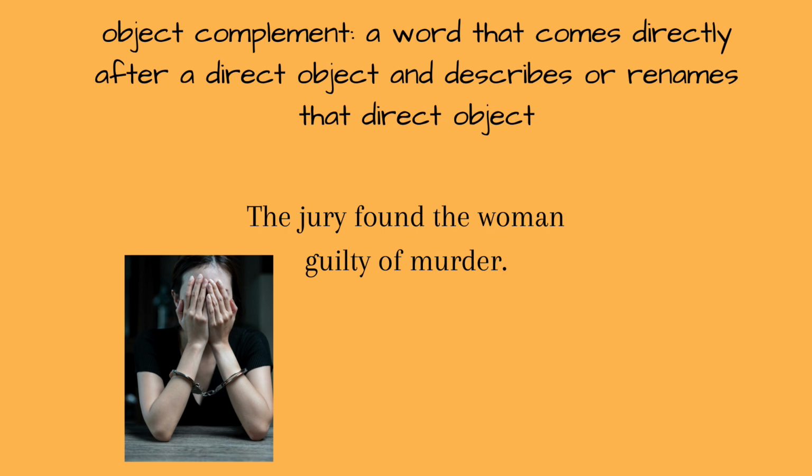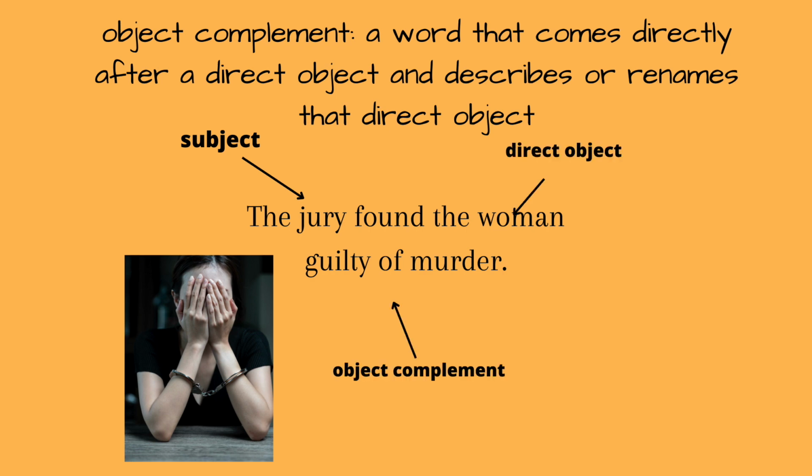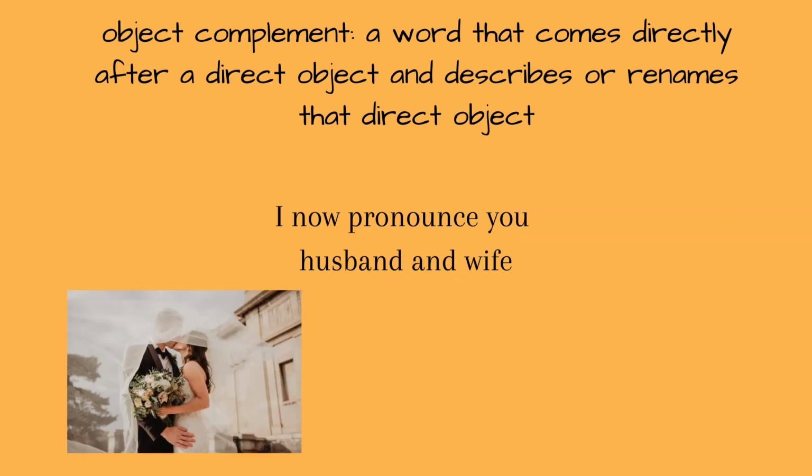The jury found the woman guilty. The jury is the subject of the sentence. They are performing the action. Found is our action. Found or what? The woman. The woman is the direct object, and this adjective phrase describes the woman. Guilty of murder. I now pronounce you husband and wife. This is a common phrase that people say at the end of a wedding ceremony, but it also contains an object complement.